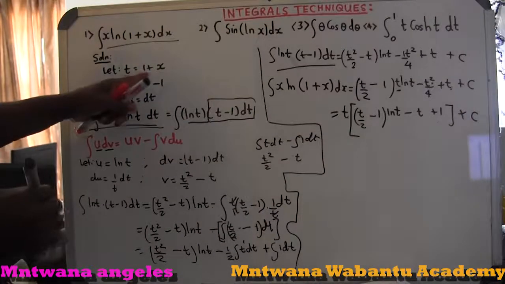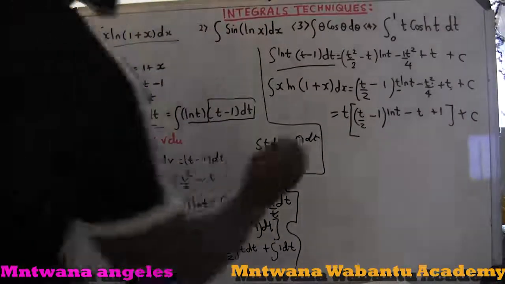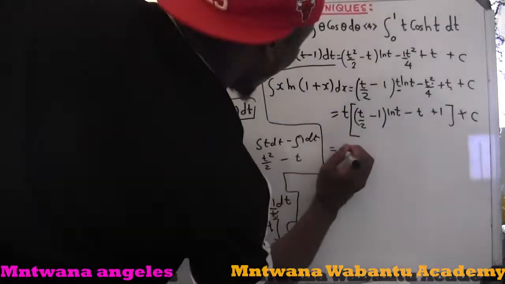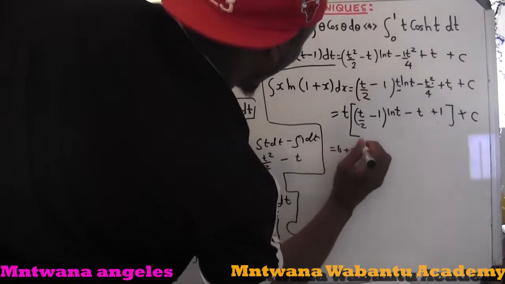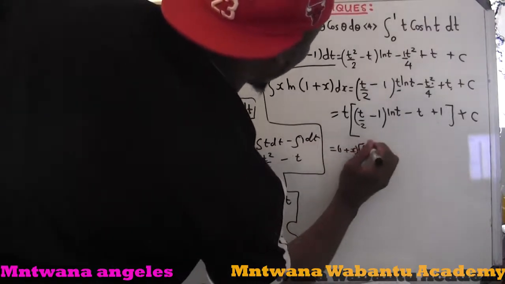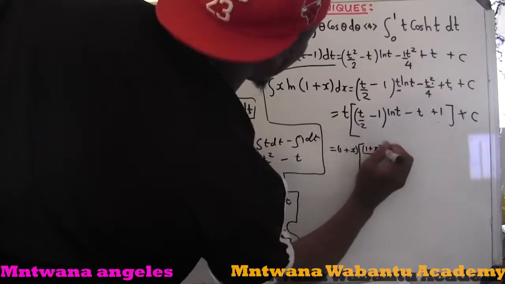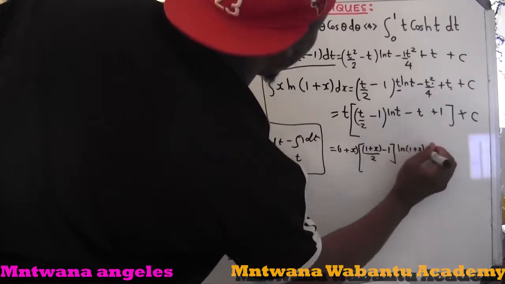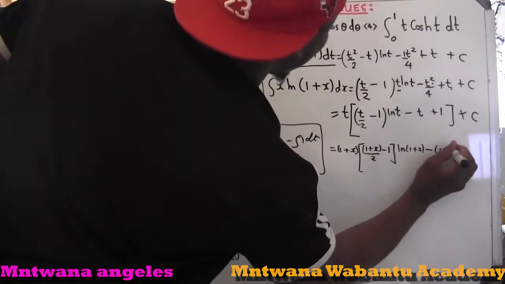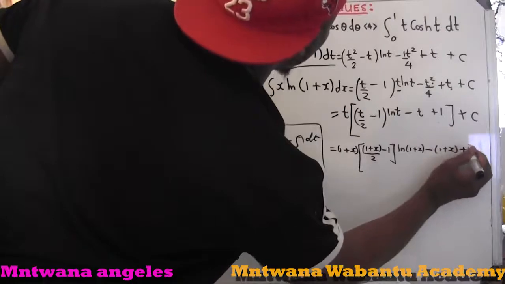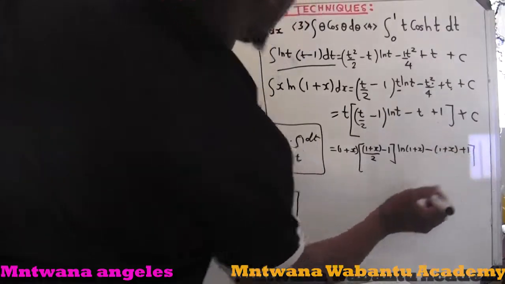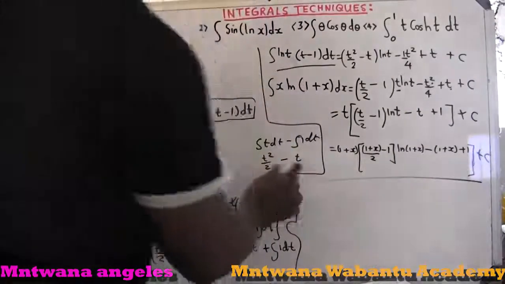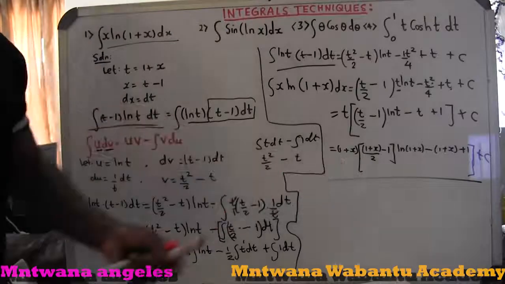So now we know the value of t. What is the value of t? t is equal to 1 plus x. So we're going to have to replace t with 1 plus x. So here it's going to be (1 plus x) times the bracket (1 plus x) over 2 minus 1, bracket ln of (1 plus x), then minus (1 plus x) over 4 plus 1, I mean this bracket here, and then plus constant. If you integrate all this equation, that's what we're going to get.